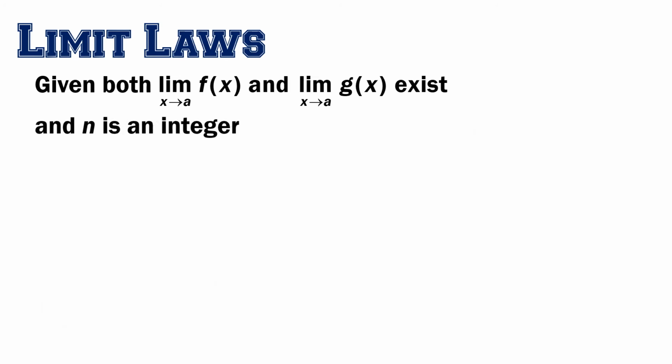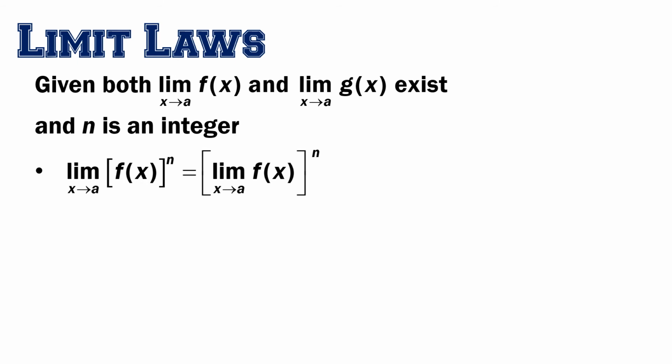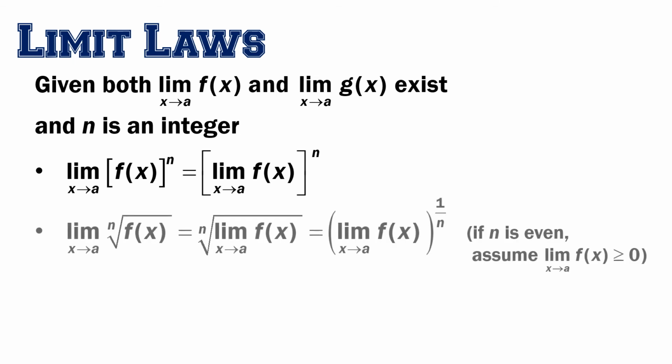Our next limit law requires us to have another element to the given, this being n is an integer. And with that, we can now evaluate the limit of f of x being raised to the n, as that will equal the limit of f of x being computed first, and taking that value and raising it to the n. And since we are dealing with exponents, we will also be able to work with nth roots. In this case, the limit of the nth root of f of x will equal the nth root of the limit of f of x.